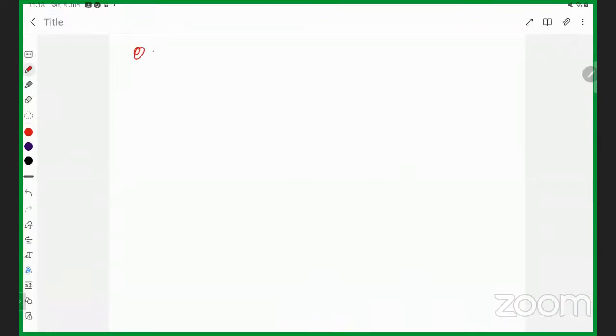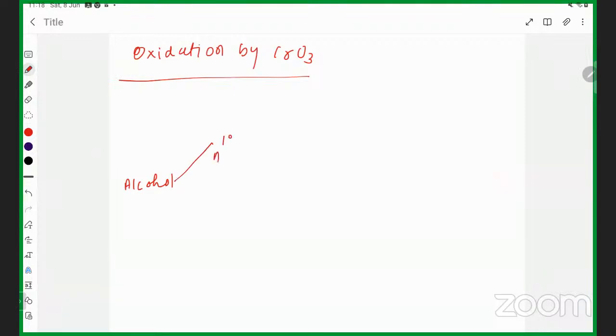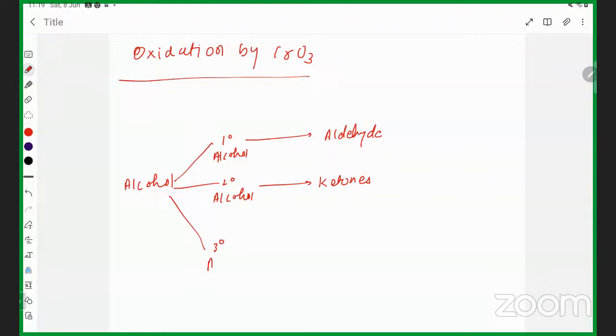Oxidation by CrO3. So we are having the different alcohols. Okay. So what they are saying, if it is the primary alcohol, 1 degree alcohol, so it will be aldehyde. 2 degree alcohol, this is going to be ketones. And if you have a 3 degree alcohol, no reaction. Which one? Chromic oxide. This is called chromic oxide.